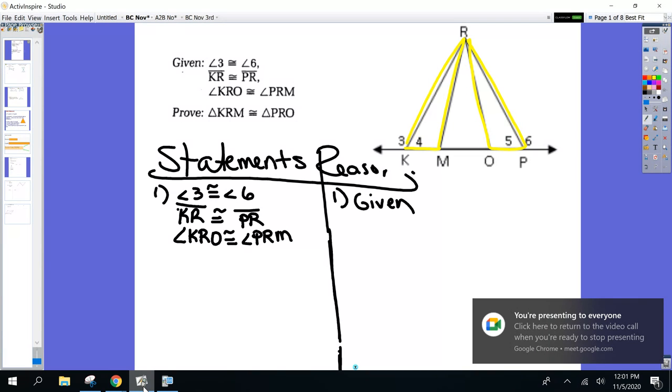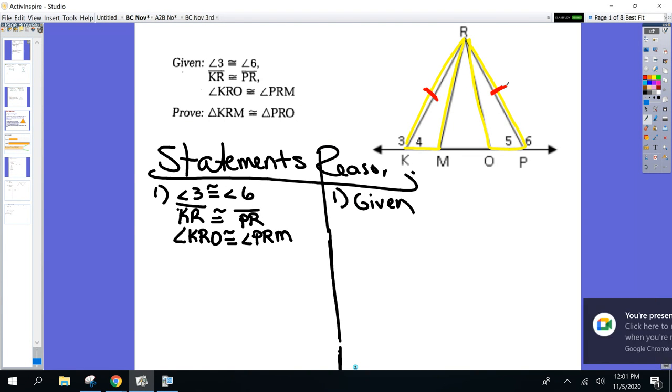And in the givens, I had provided you guys that KR was congruent to RP. So right away, take a look at what I'm doing. I gave you guys a pair of sides. So you are on the hook for another pair of angle, sides, whatever. Two more pair. So let's go to the first given.